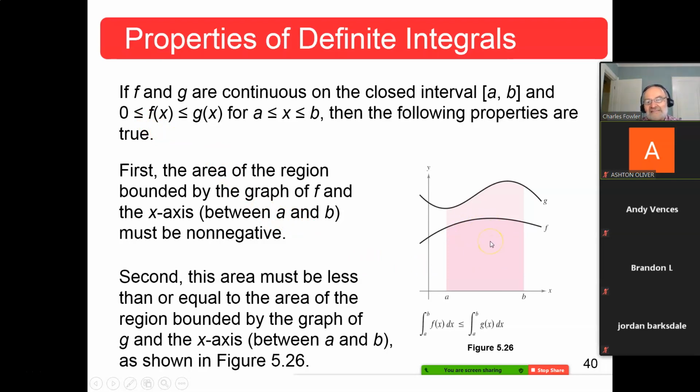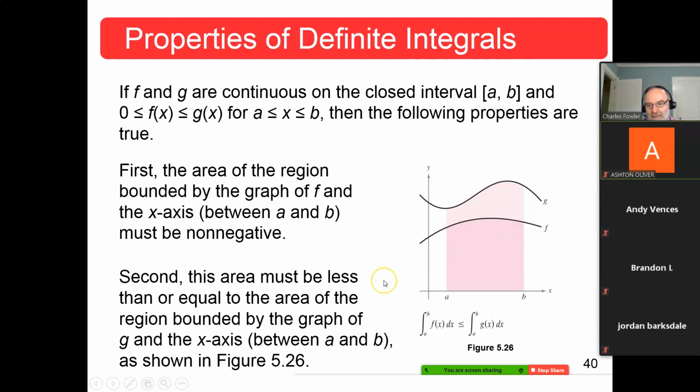Secondly, the area must be less than or equal to the area under g, because f is always less than or equal to g. Now, if f is always equal to g, then they're going to be the same area. But if f is ever less than g and never greater, then the area under f is going to be less than the area under g. So yeah, this shows that.